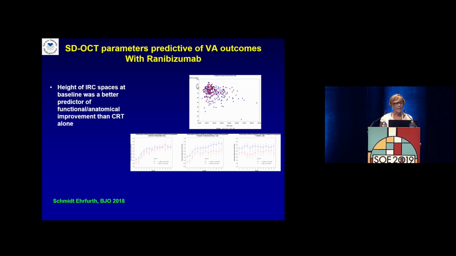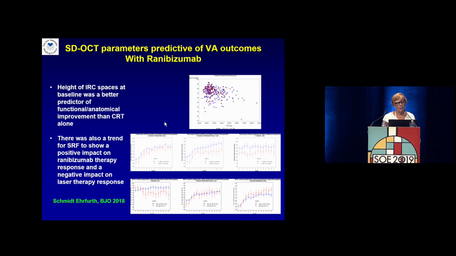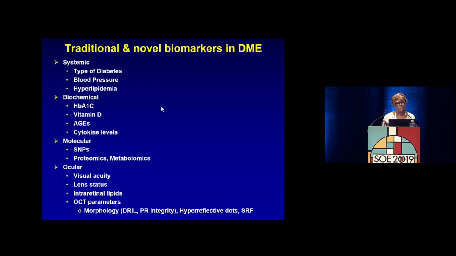And she identified that the height of intraretinal cyst spaces at the baseline was a very good predictor, better than central subfield thickness. And that was true when you look at the visual acuity. This is a post-hoc analysis of one of the trials, and it was true when you looked at patients treated with ranibizumab only, ranibizumab with laser, or laser only. Also, subretinal fluid had a trend to show a positive impact. However, the height of the intraretinal cysts is also most probably an important OCT biomarker.